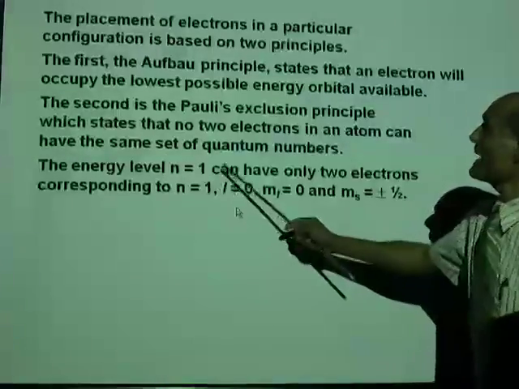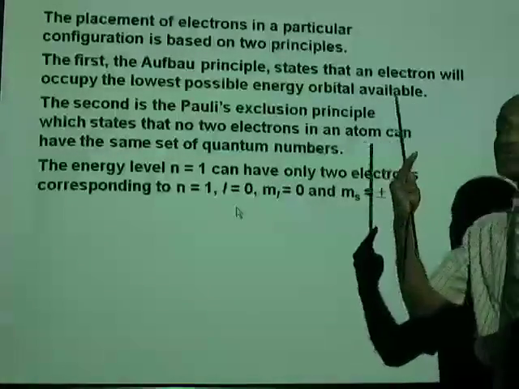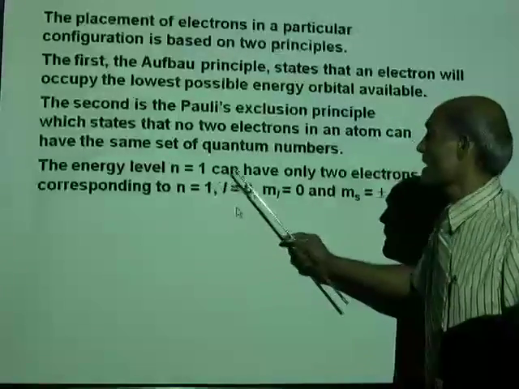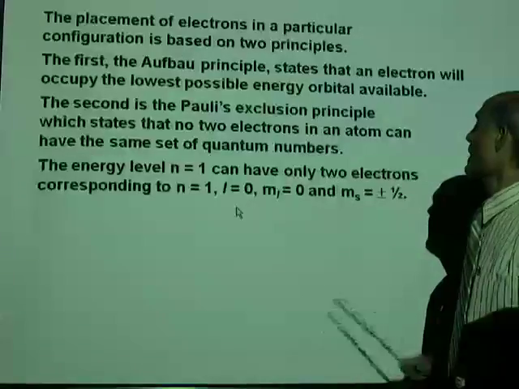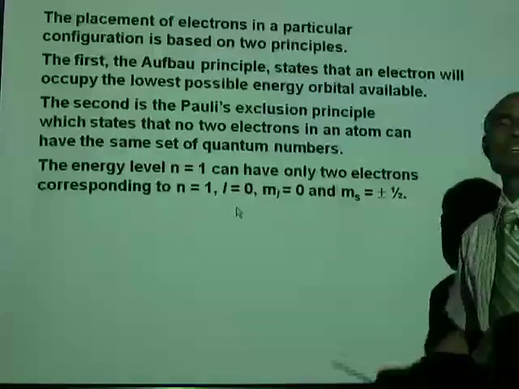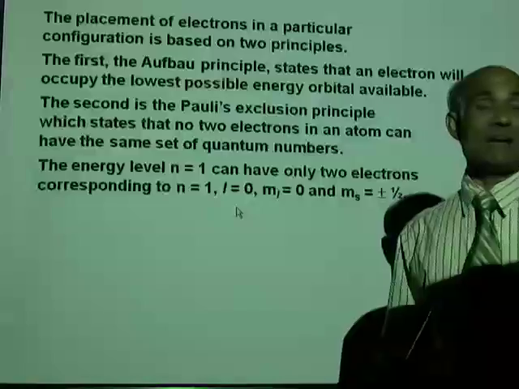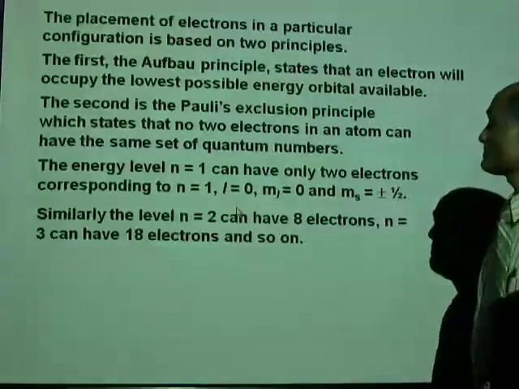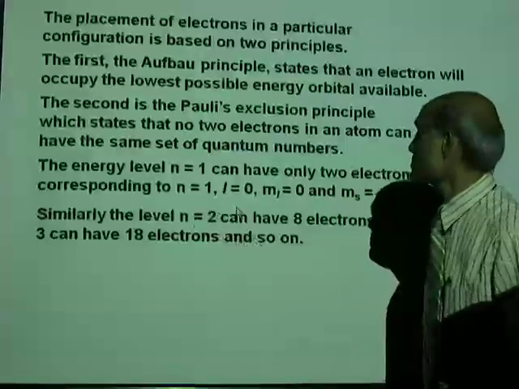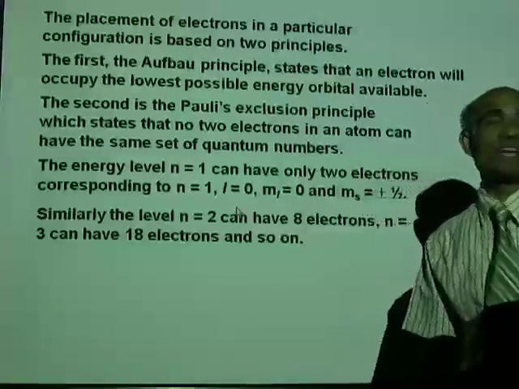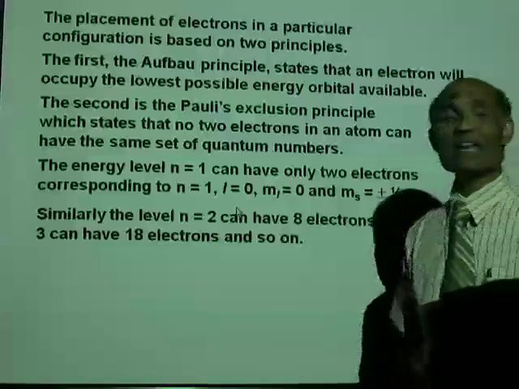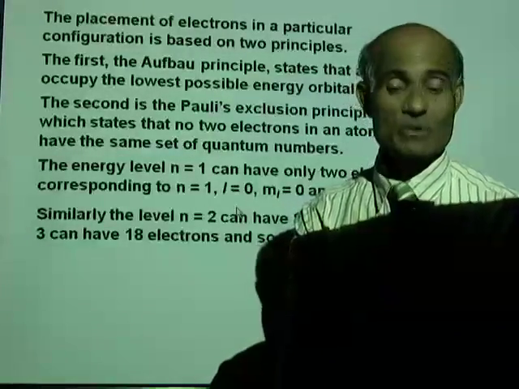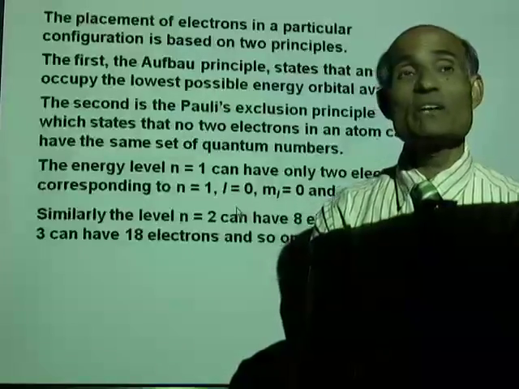Now, the energy level n equal to 1 can have only two electrons because of that particular principle, which corresponds to n equal to 1, L equal to 0, ML equal to 0, and MS equal to either 1/2 or -1/2. Now, if you go to n equal to 2, how many electrons can there be at n equal to 2? Can you tell me?